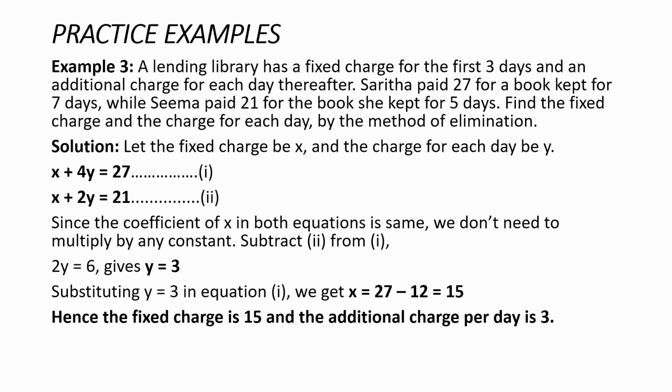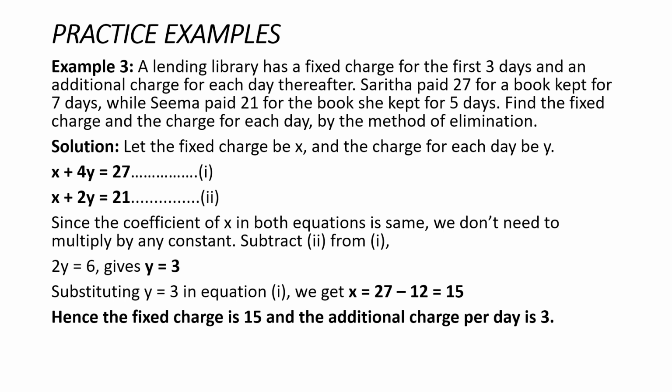Example 3. A lending library has a fixed charge for the first 3 days and an additional charge for each day thereafter. Saritha paid rupees 27 for a book kept for 7 days, while Seema paid rupees 21 for the book she kept for 5 days. Now from this, find the fixed charge and the charge for each day by the method of elimination. First of all, assume that the fixed charge is x and the charge for each day is y.